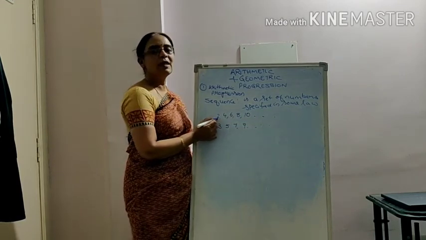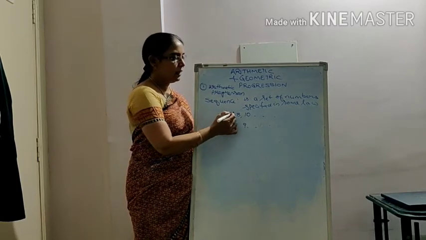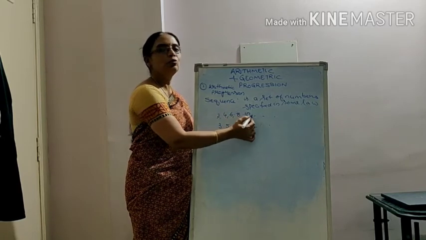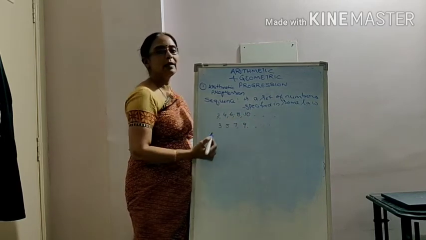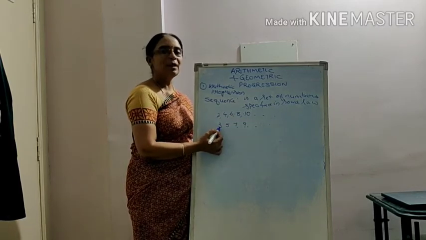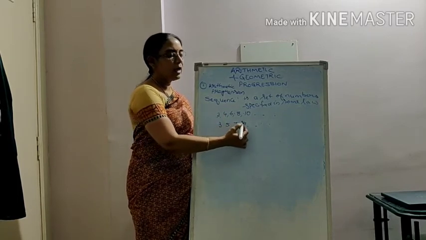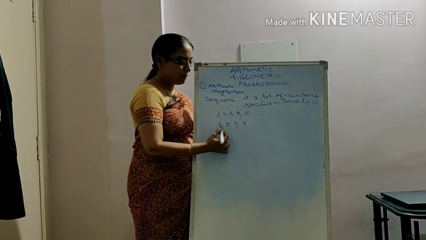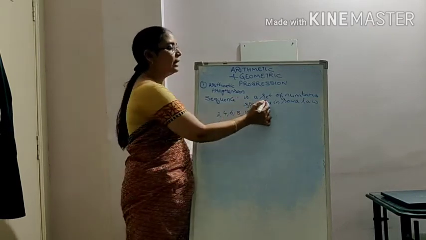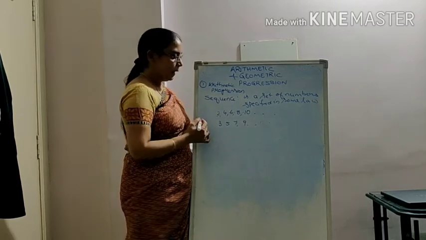Like if you see the first sequence, 2, 4, the differences are all multiples of 2, or you can say each term is increased by 2. It's in increasing order and it is following some law. If you see the second sequence, 3, 5, 7, again we have taken a few numbers which are increased by 2. Every term is increased by 2. So a sequence is a set of numbers specified by some law.